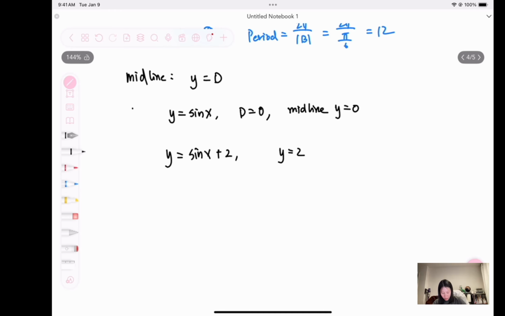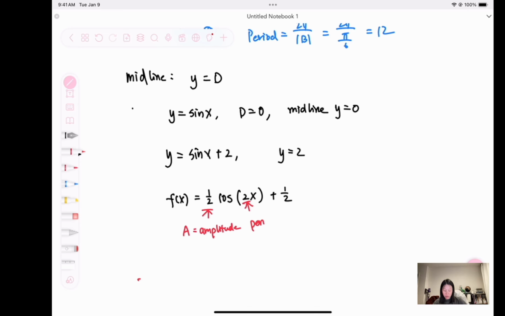Now a function f(x) equal to 1/2 cosine 2x plus 1/2. What does each of these numbers represent? First of all, this is our a. A means the amplitude. The 2 helps us to find the period. And the last one is the midline, which means the whole function shifts up 1/2. So the midline moves up from the horizontal axis, which is the x-axis; this is the midline equals 1/2. With this information, we should be able to graph this function, but we will discuss more about that in the next video.